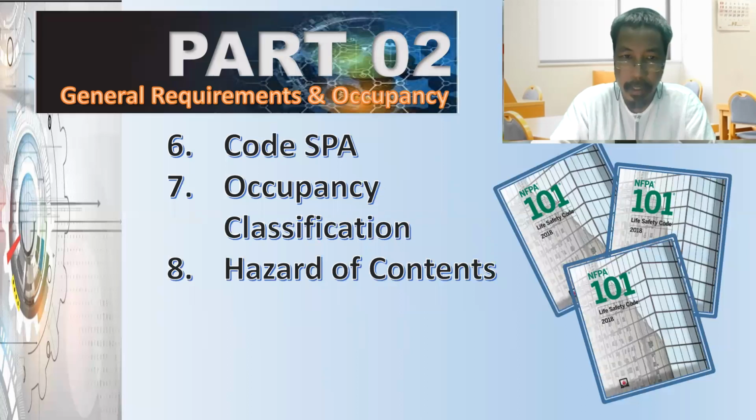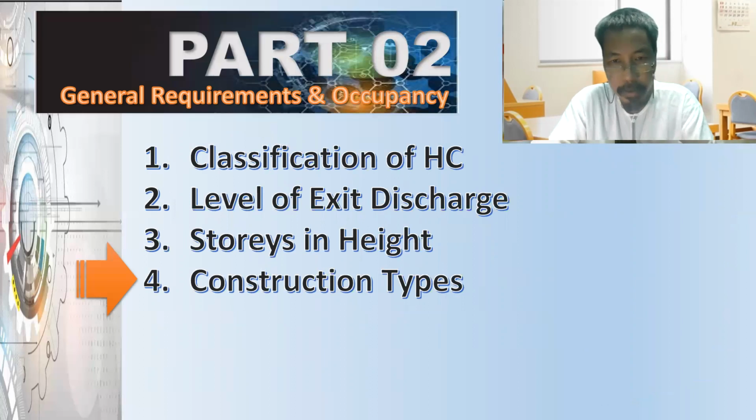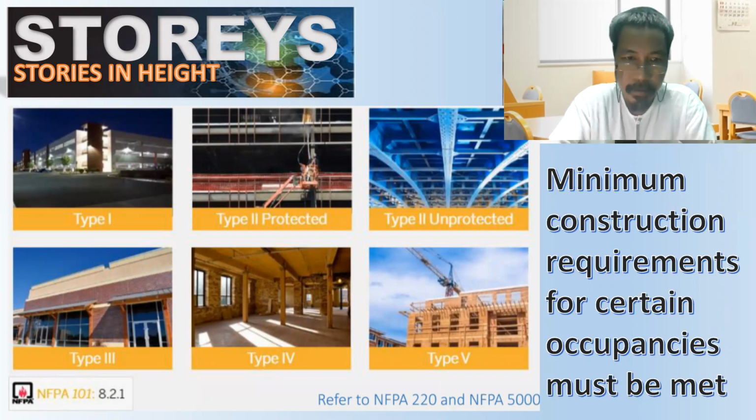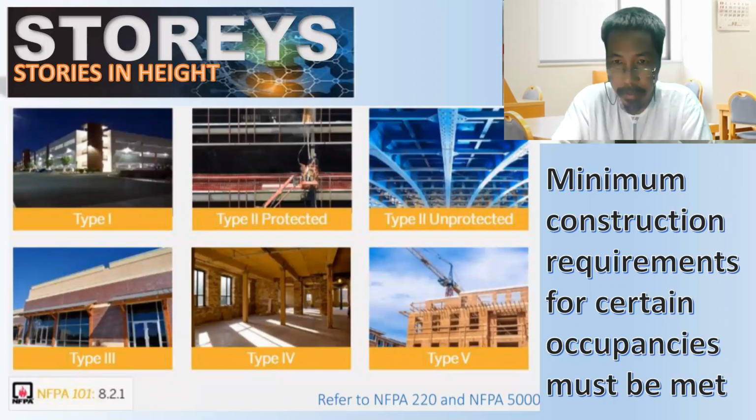So we are currently on Module number 8, as we said, and under it we are on the fourth subtopic, which is construction type. So we have stories, construction types, different classifications. Okay? Type 1, Type 2 protected, Type 2 unprotected, Type 3, Type 4, and Type 5. So there are 6 different types.